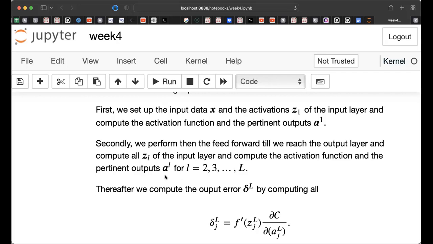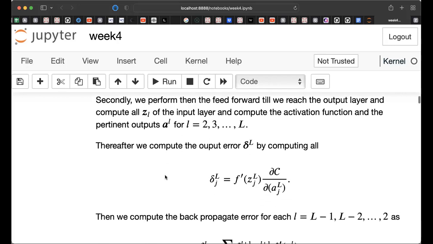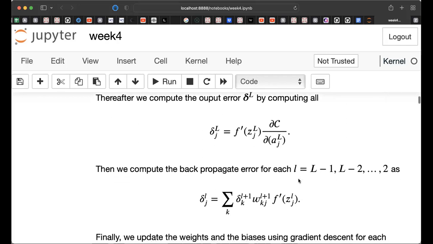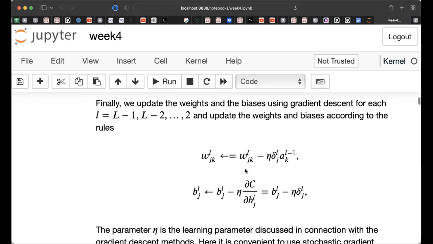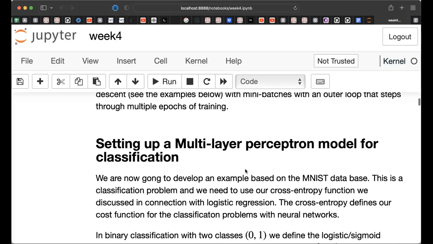If we have just a binary case, we can just have two outputs. It could be 0 and 1. So these are the types of outputs which we need to consider, and they will obviously vary from case to case. So the output error is something which we need to compute, and then we're going to back propagate that back till we reach the last hidden layer. And these are the equations we need to set up.